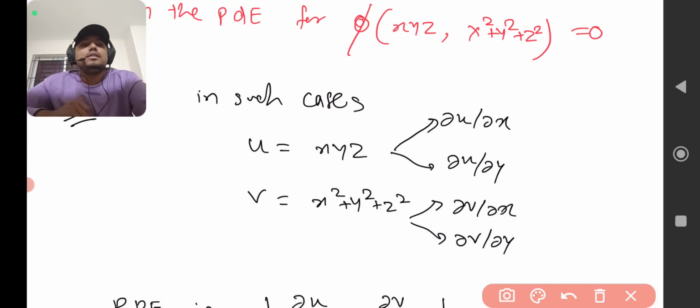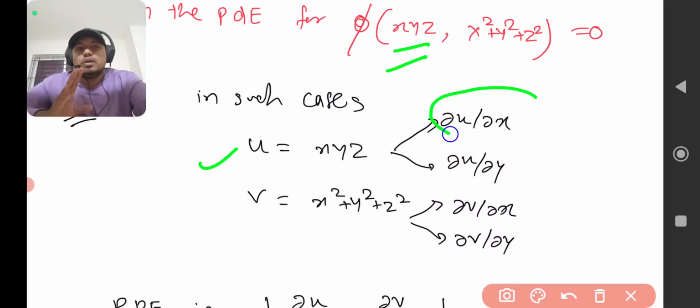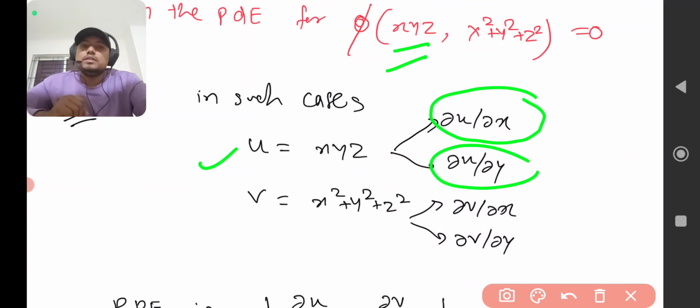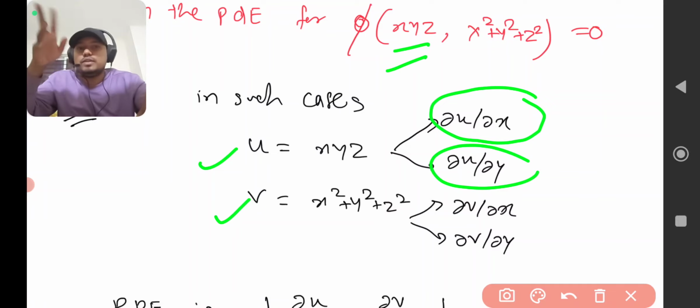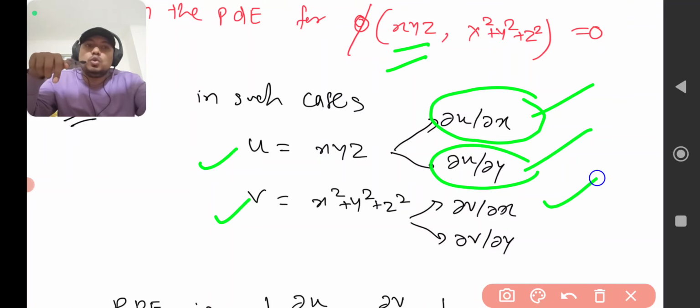You consider the first term as u, and because the first term contains xyz, from that you find out ∂u/∂x and ∂u/∂y. Then you consider the second term. See, exactly the same approach you have to apply in the GATE exam also. If phi is given, two functions are given and you want to convert that into a PDE, then the first function you consider u, the second function you consider v, and then from the first function you find out ∂u/∂x, ∂u/∂y, and from the second also ∂v/∂x, ∂v/∂y. Make these four ready.